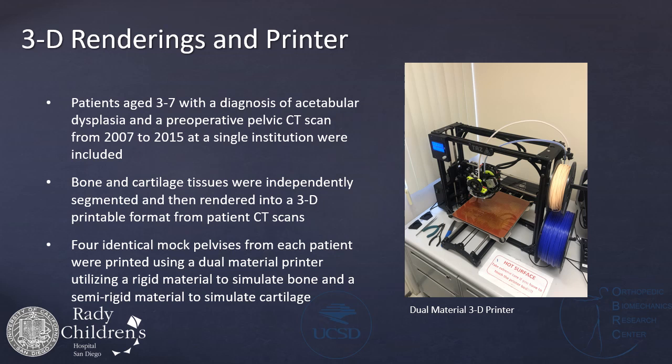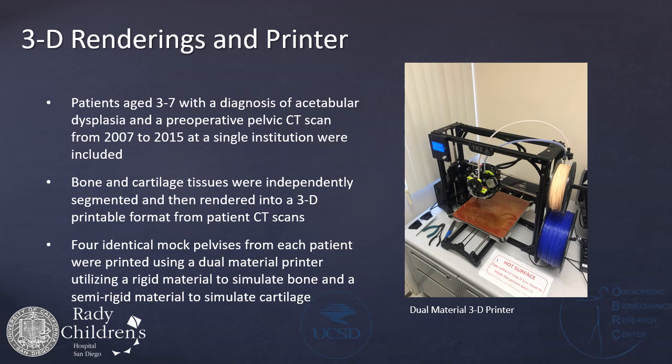Included in the study are patients aged 3 to 7 with a diagnosis of acetabular dysplasia and a preoperative pelvic CT scan from 2007 to 2015 from a single institution. From these patient CT scans, bone and cartilage tissues were independently segmented and then rendered into a 3D printable format. Four identical mock pelvises from each patient were printed using a dual material printer, shown at right, which allowed for simultaneous extrusion of a rigid material to simulate bone and a flexible material to simulate the cartilage.